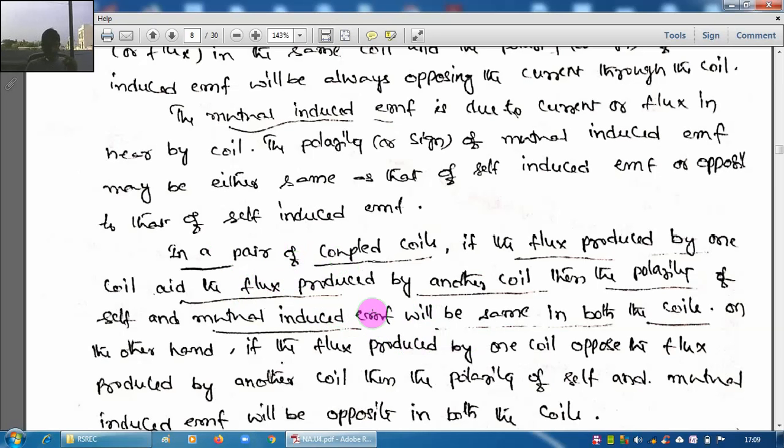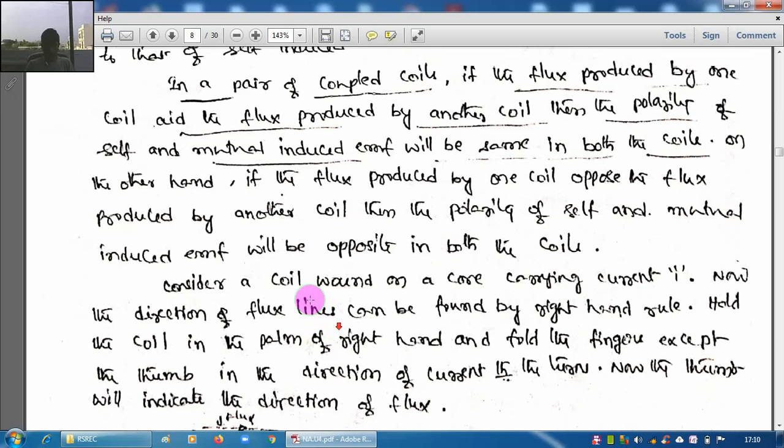So the polarity of the mutual induced EMF is of importance. Why? Because for two possible directions of current and hence flux, there will be two polarities for EMFs, either plus or minus. Or in other words, if the flux produced by one coil opposes the flux produced by another coil, then the polarity of self and mutual induced EMFs will be opposite.